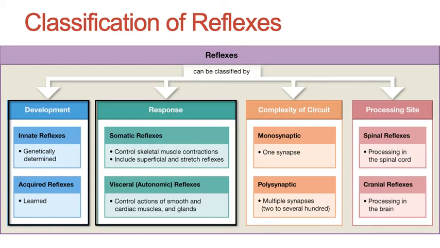The response is another way to classify, so you can have somatic or visceral. A somatic reflex provides a mechanism for involuntary control of the muscular system, and there's a lot of different types. For example, superficial reflexes are triggered by stimuli at the skin or the mucous membranes. A really familiar example of this would be the knee jerk or patellar reflex that you have tested when you go for a physical exam.